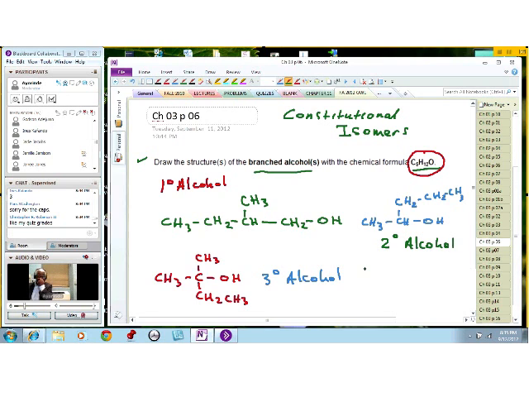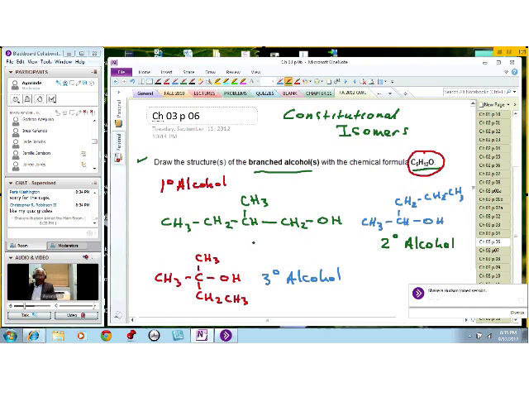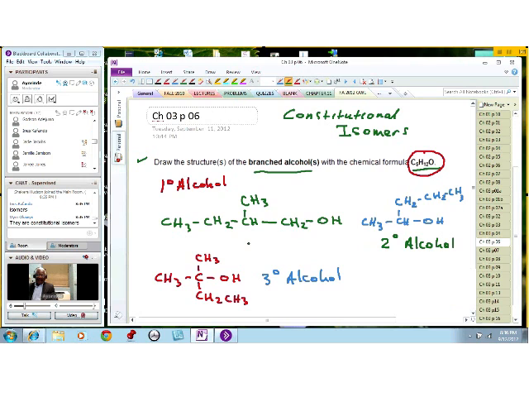Now, this is the question I asked for you. What is the relationship between all of these 3 alcohols? What is the relationship between them? Keep in mind they all have the same molecular formula. They are all constitutional isomers. Exactly. Excellent. So all of these are constitutional isomers.